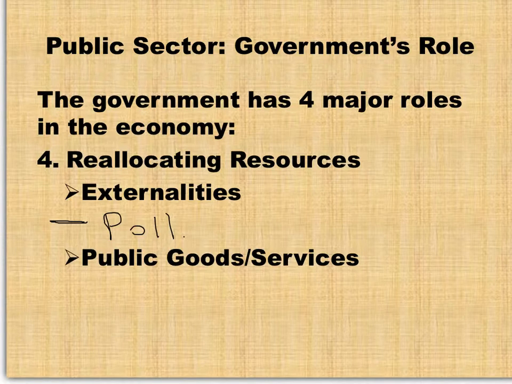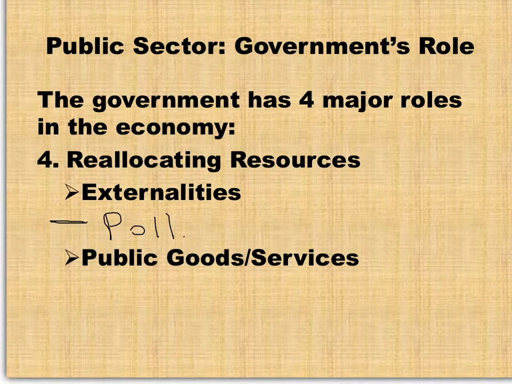Let's say that a tanning factory dumps waste into the river that it is next to, and that waste pollutes the river downstream and kills the fish, and therefore destroys the livelihood of 10,000 fishermen who for generations have made their living with the fish. Well, they weren't a part of the leather transaction. They were external to it, but they're hurt by it. That is a negative externality, pollution.